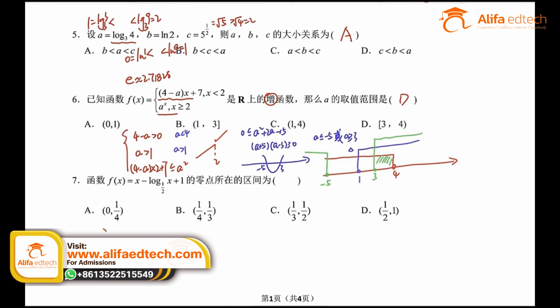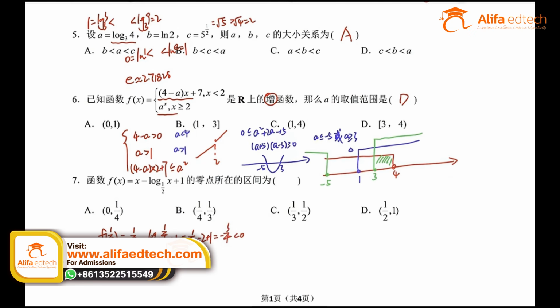So this means we calculate f of 1/4, which equals 1/4 minus the logarithm of 1/4 with base 1/2, and then plus 1. So in this case, what is the logarithm of 1/4 with base 1/2? To what power must 1/2 be raised to equal 1/4? The square. That means it's exactly 1/4 minus 2 plus 1, which is 1/4 minus 1. This is exactly equal to negative 3/4, which is less than 0.